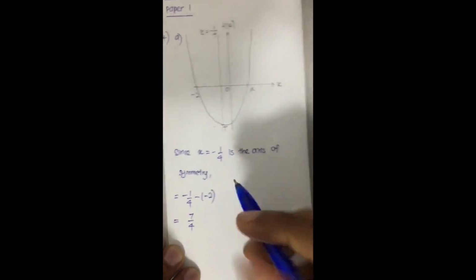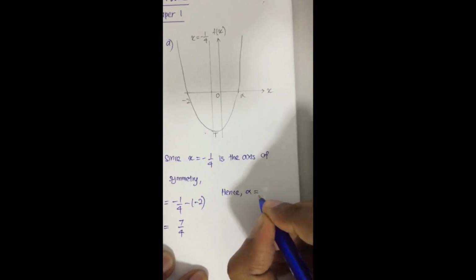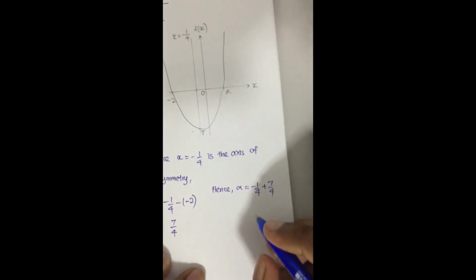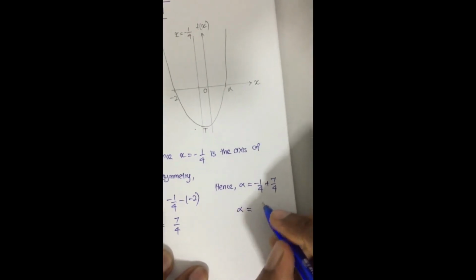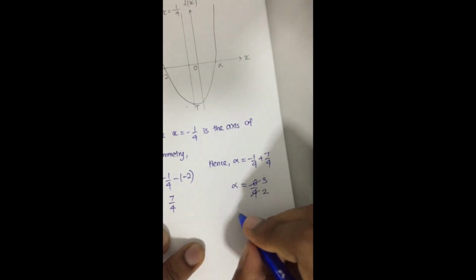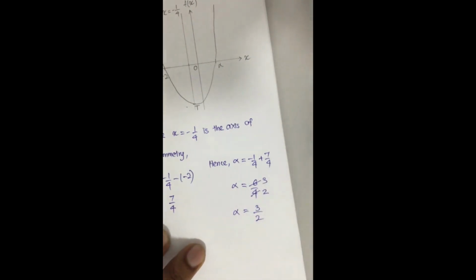Hence alpha equals −1/4 plus 7/4, so alpha is 6/4. Simplifying, you get 3 over 2, so alpha equals 3/2. Once we identify the two roots, which in this case are negative 2 and 3/2, we can find the range of values of x for f(x) > 0.